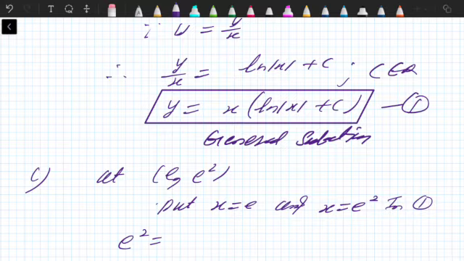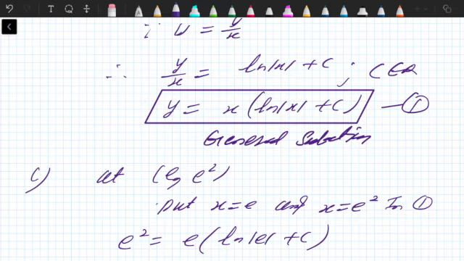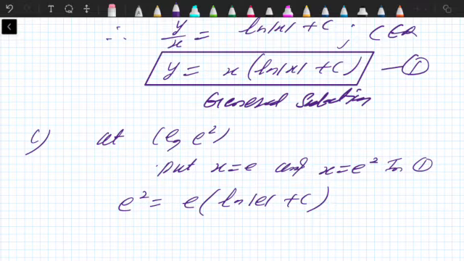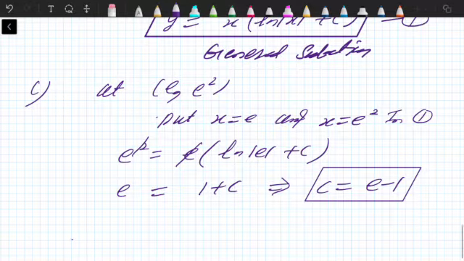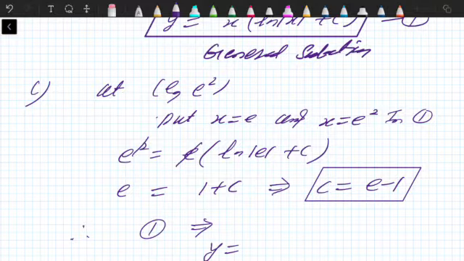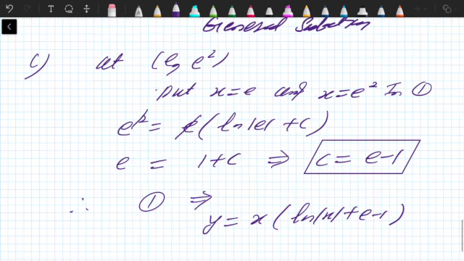So, at x = e, y = e squared: e squared = e(ln|e| + c). We know ln e is 1, so e squared, with e and e cancelled, gives e = 1 + c. That implies c = e - 1. We plug this value of the constant into equation number 1, so y = x(ln|x| + e - 1). That is the particular solution.